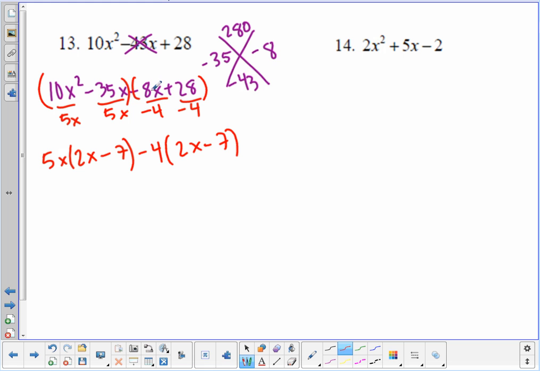And that does in fact work. Negative 8x divided by negative 4 is positive 2x. 28 divided by negative 4 is negative 7. So my factors are 5x minus 4 and 2x minus 7.